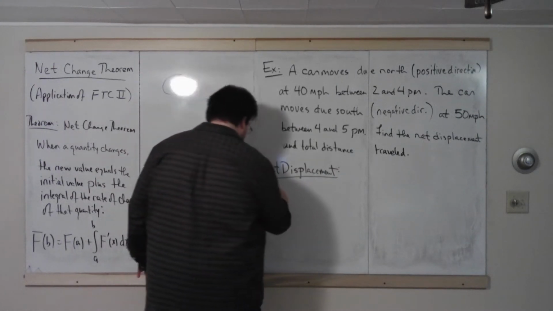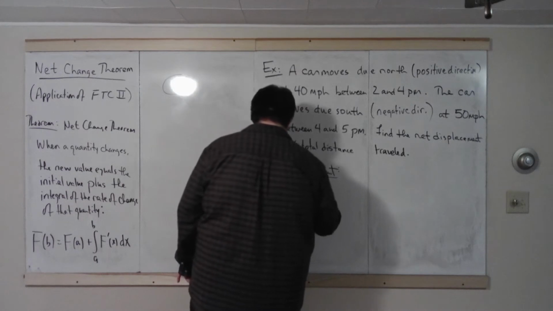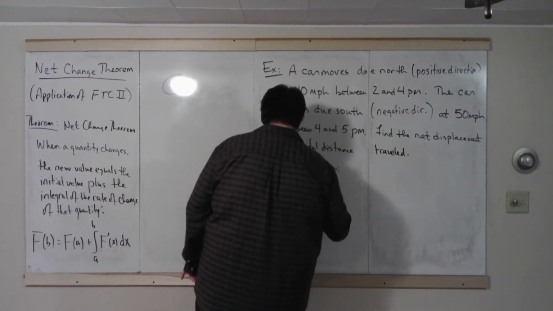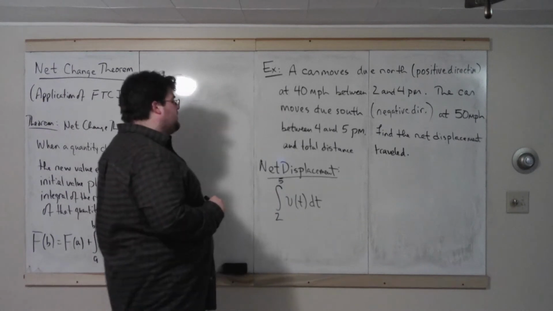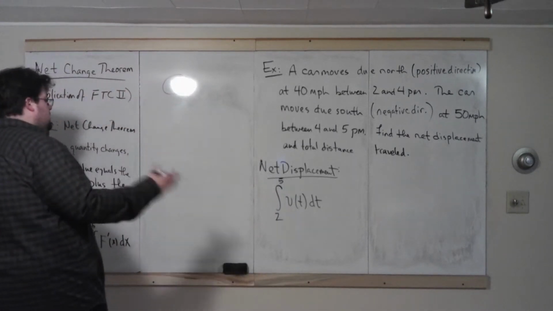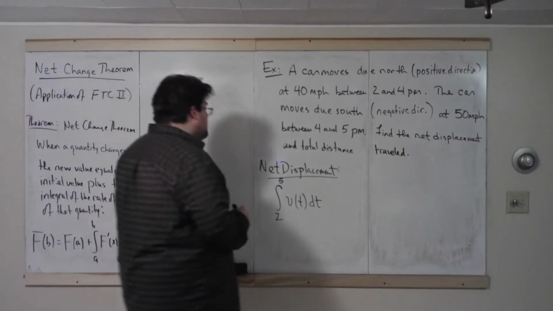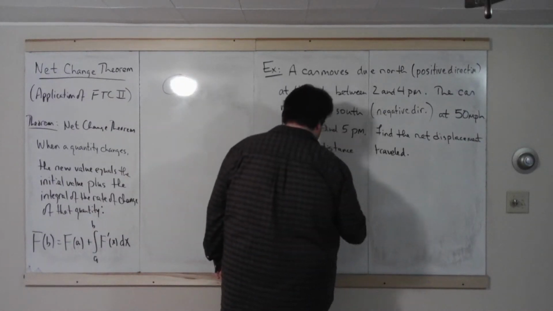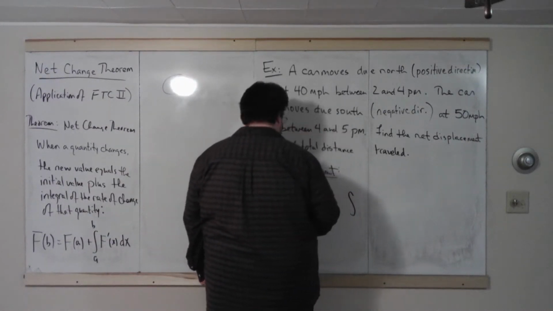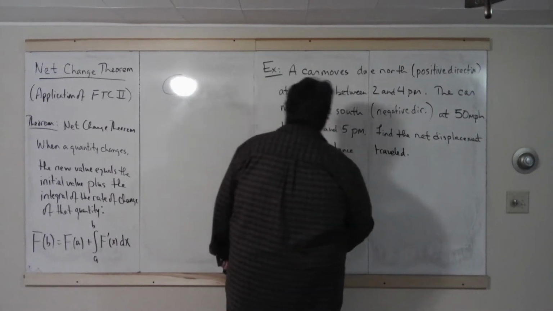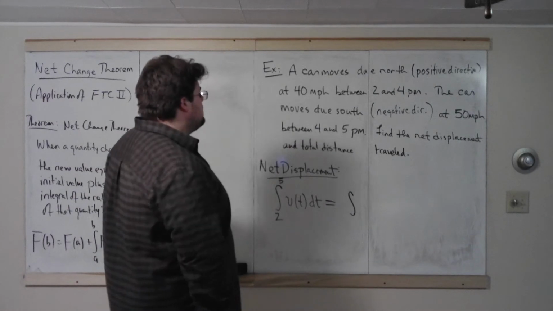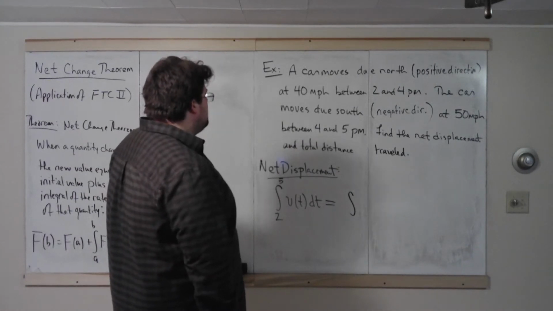Net displacement is the integral of our velocity function. Here we're going from time 2 o'clock to 5 o'clock. So we'll say integral of velocity from 2 to 5. What is the velocity? And I guess I'll write it down here. I already started. Well, the velocity is 40 at some time.